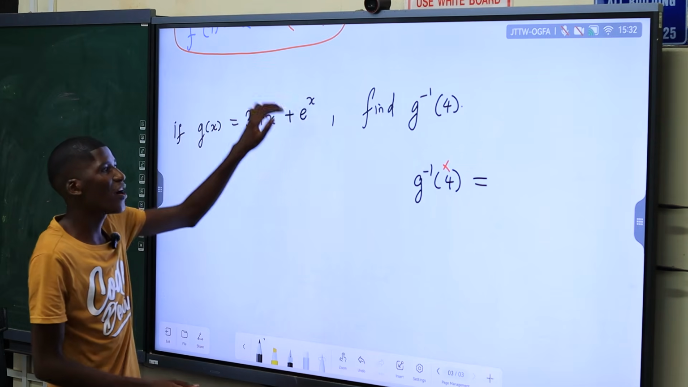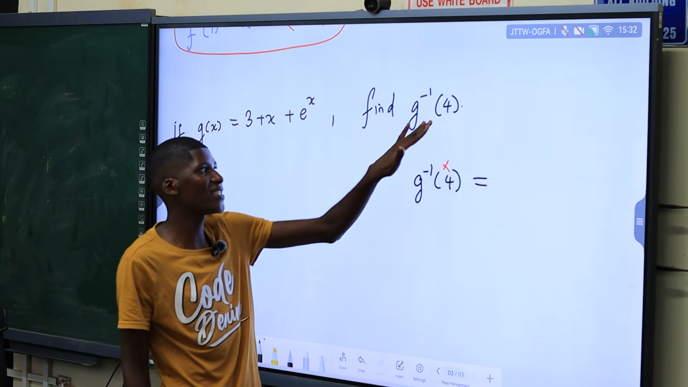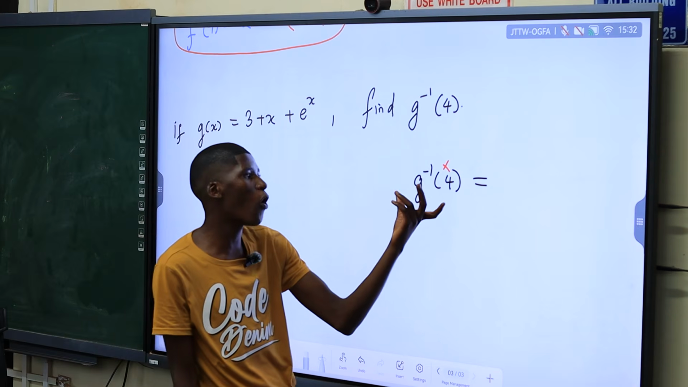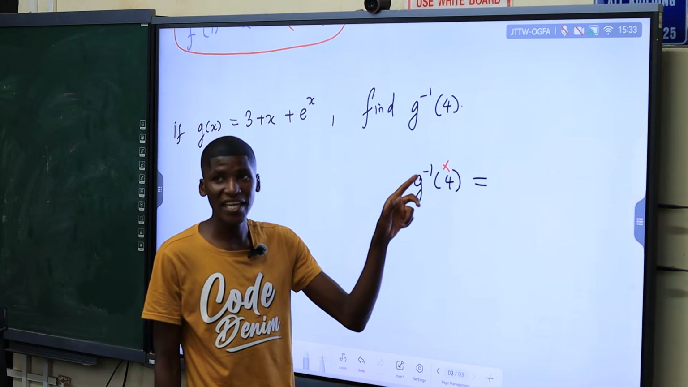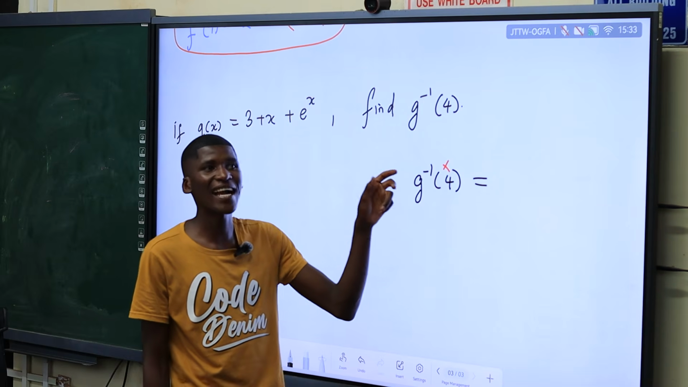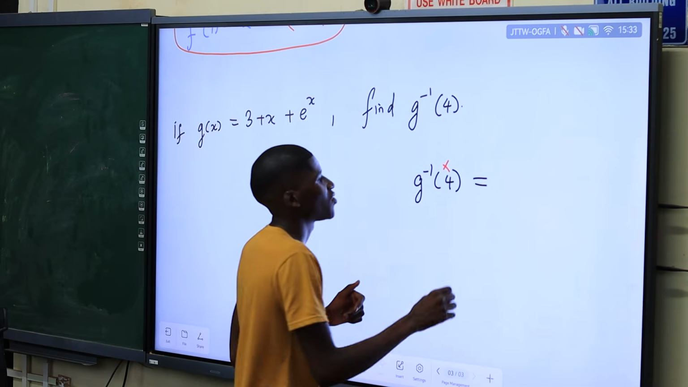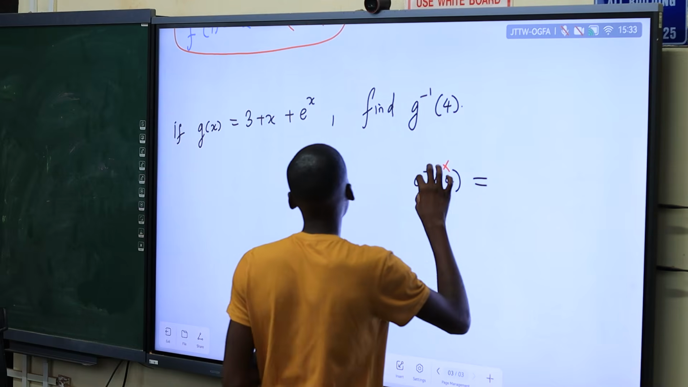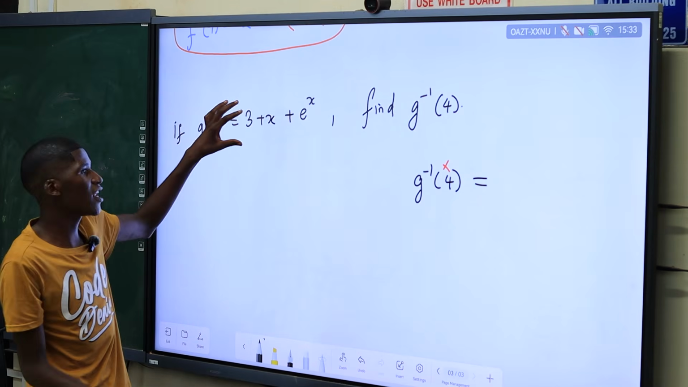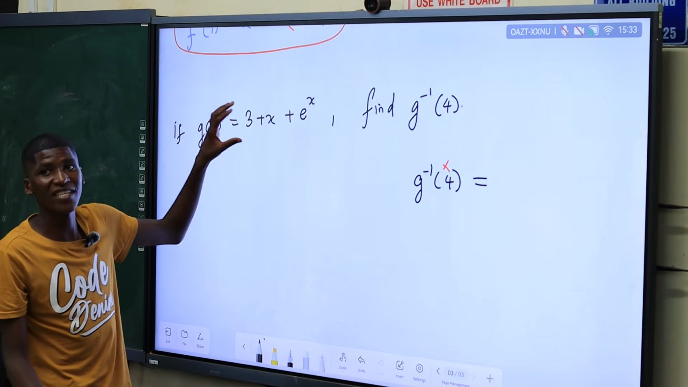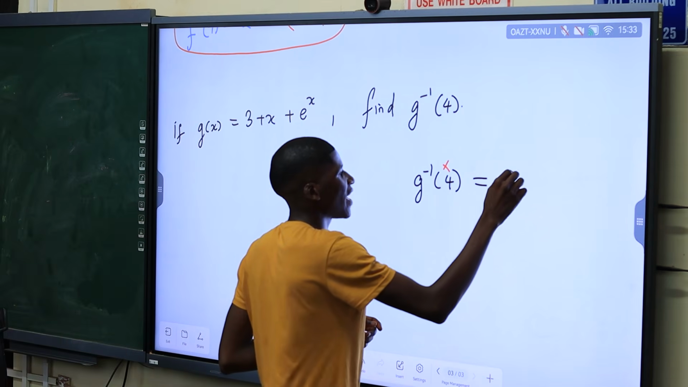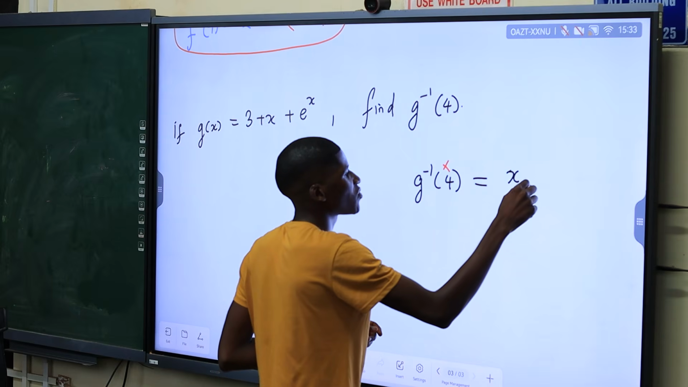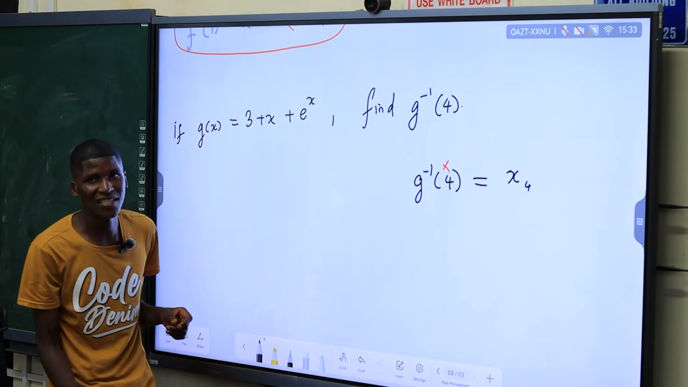So here we are looking for g inverse at 4. So we are looking for the y value when x is equal to 4 on the inverse. So this is equal to the x value when g is equal to 4 in the original function.